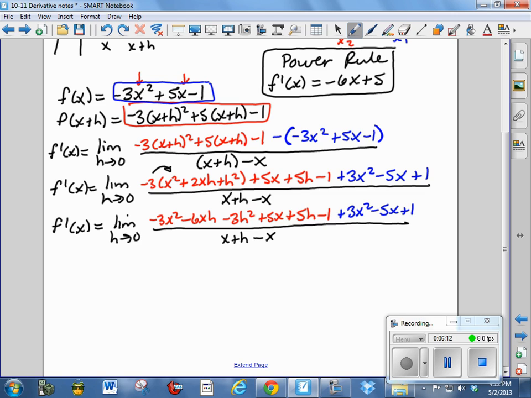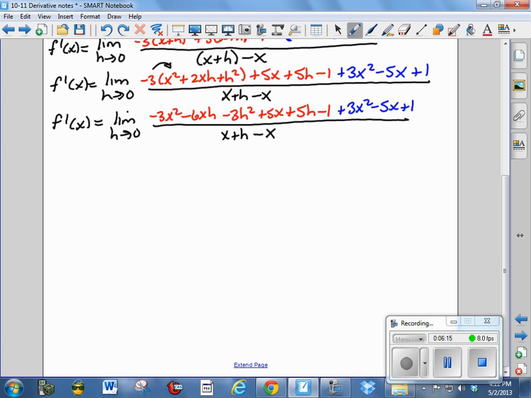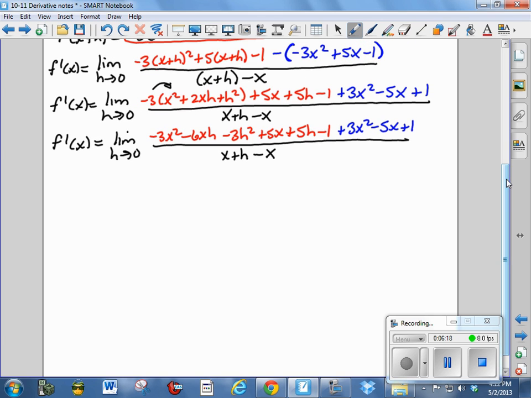Now I want you to notice something important about what we just got. If I simplify the numerator and the denominator, you will notice here that every term that does not have an h in it will cancel out with its opposite. So in the numerator, we have a negative 3x squared and a positive 3x squared. Those add to 0. We have a positive 5x and a negative 5x. We have a negative 1 and a positive 1. In the denominator, we have an x and a negative x. Every single thing that's left over has an h in it, and that's important for us to be able to cancel out our common factor in just a minute.